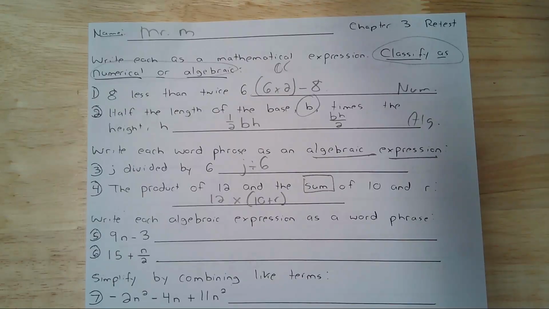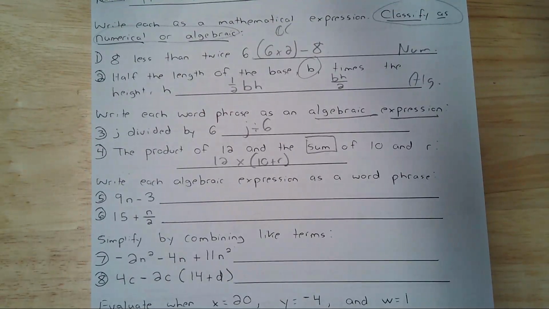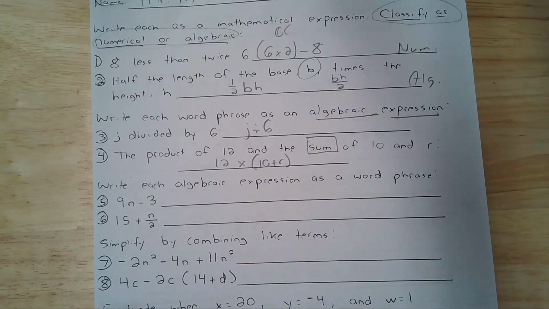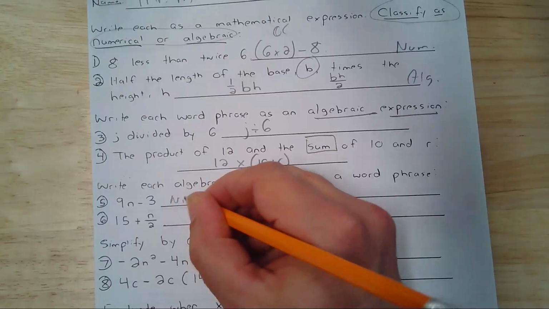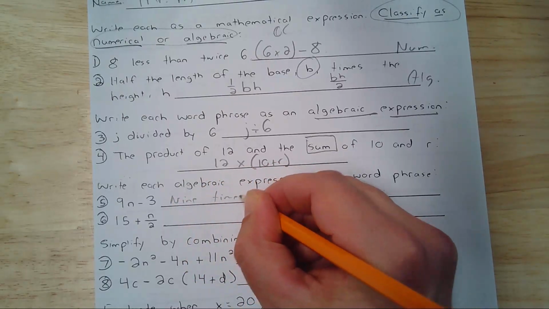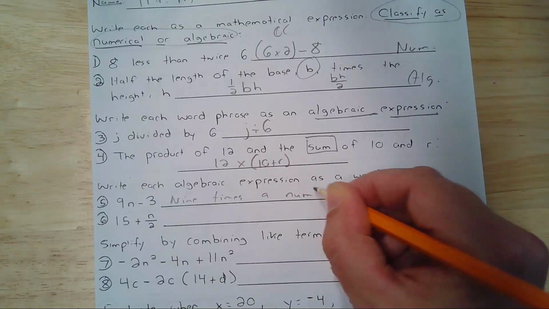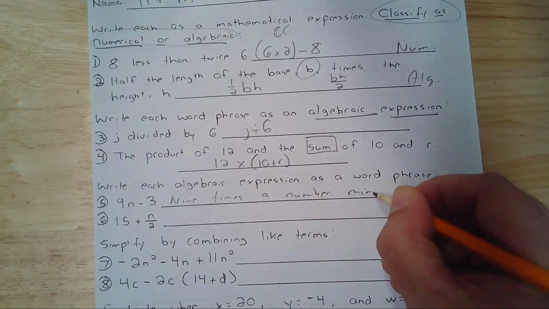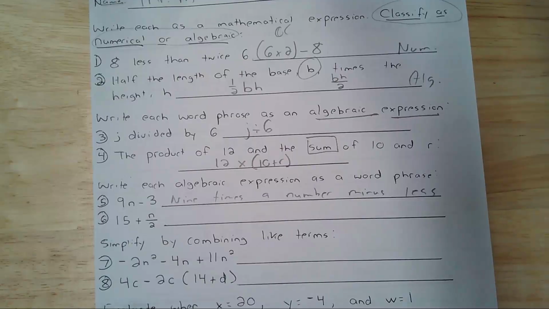Vice versa. Write the algebraic expression as a word phrase. There's no order of operation confusion here. So I'd probably just say 9 times a number minus 3. You could say 3 less than 9 times a number. Yeah, I did 3 less than 9 times a number. That works, yeah. I kind of overcomplicated it, but it gets the point across. Oh, what did you want to do?